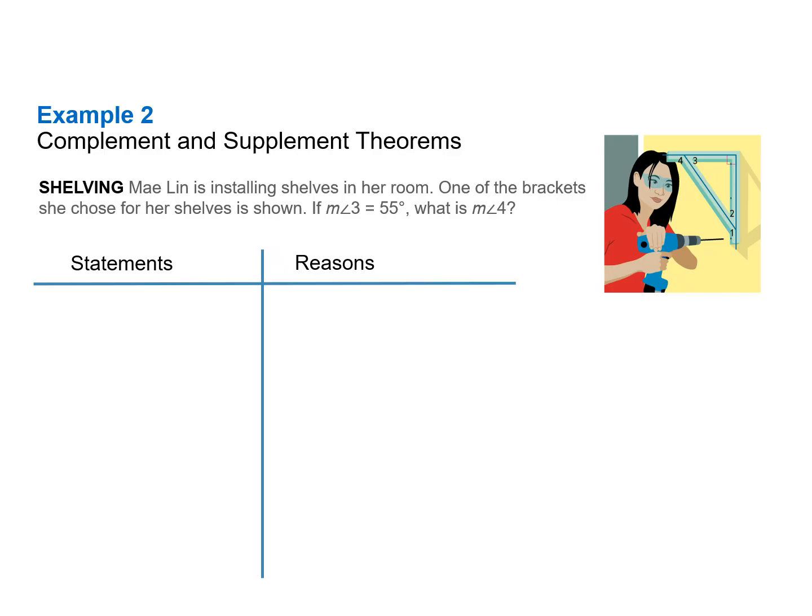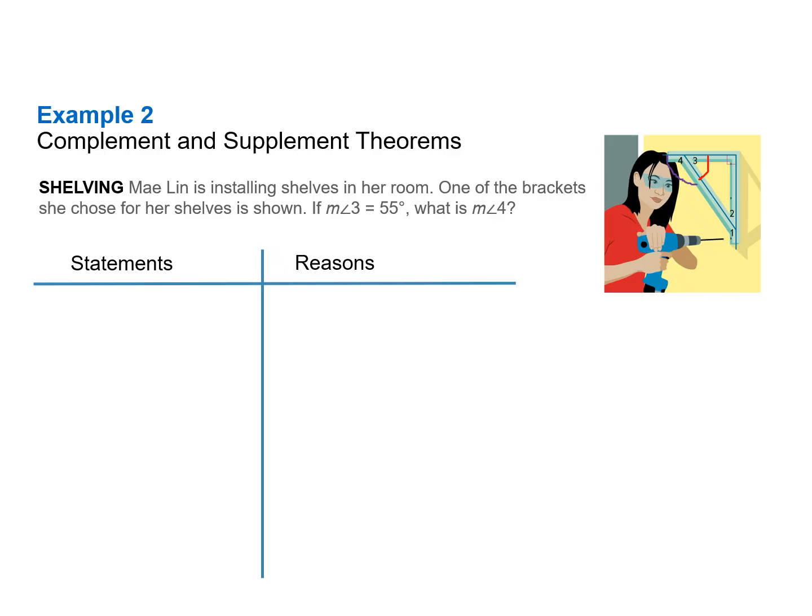So here's an example of those complement and supplements theorems. This is a shelving problem. Maylin is installing shelves in her room. One of the brackets she chose for her shelves is shown. If the measure of angle 3 is 55 degrees, what is the measure of angle 4? So here is the measure of angle 3 right here, and they're saying that that is 55 degrees. So the question is, what is the measure of angle 4?